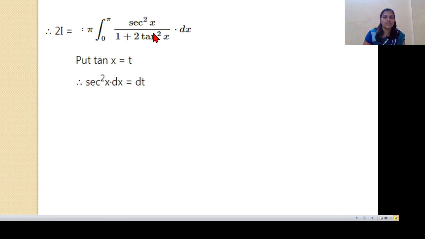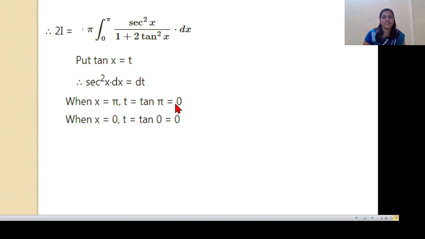To solve this integration, again we are going to use the substitution method. So we are going to put t instead of tan x. After differentiating, we get sec square x dx as dt, and your limits of integration will also change. When x is equal to pi, we get t is equal to 0, and when x is equal to 0, we get t is equal to 0. So this integral becomes 2I is equal to pi as it is, and these two limits are 0 to 0, integral dt upon 1 plus 2 t square.